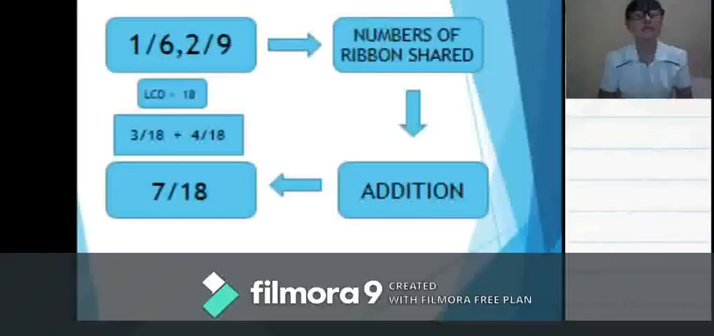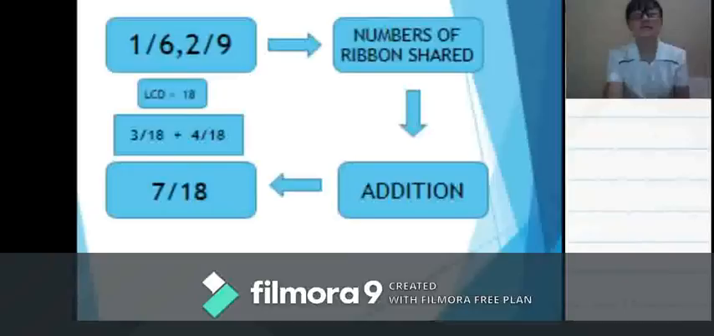Then we are going to use the LCD to convert these fractions with denominators 6 and 9 into similar fractions. So we divide 18 by 6. The answer is 3. So we multiply it by the numerator, 1, and the answer is 3. And then the next is 18 divided by 9. The answer is 2. You're going to multiply this by the numerator 2. So the answer is 4.